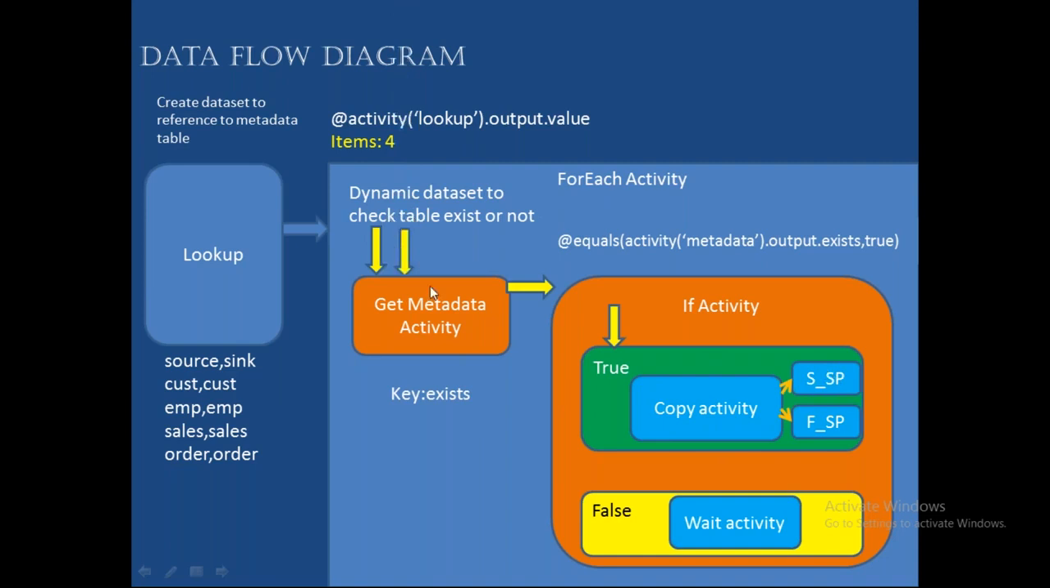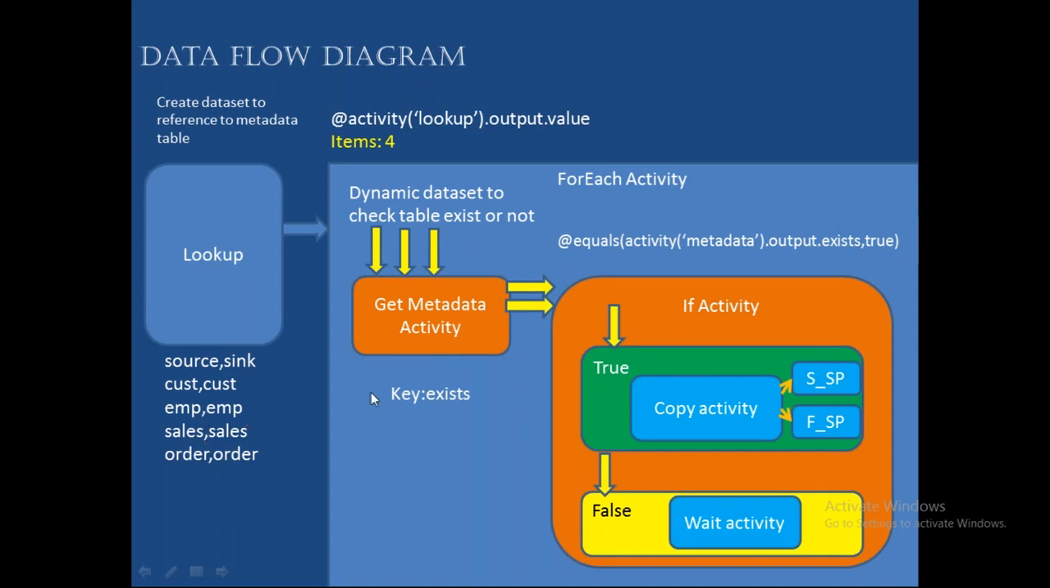Next, you will take the EMP folder. If the EMP folder is not available, let's imagine it will return false. I will send that false value to the if activity. The if activity evaluates to false. If it is false, I will just use a wait activity or something. Next, I will go with the sales folder.